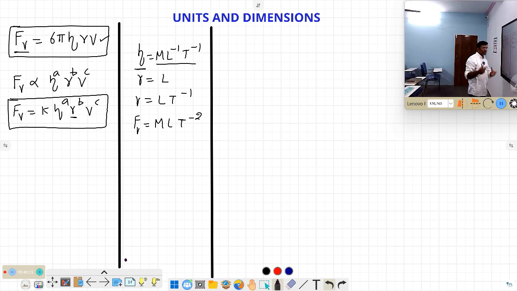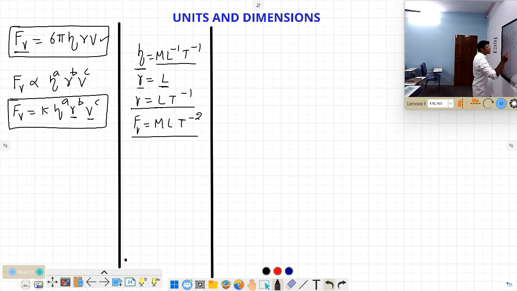Radius. Whenever we are dropping any spheres into the liquid, the motion of the bodies is explained based on viscous force. R is called the radius. The radius we are measuring in terms of length. What is V? Velocity. The velocity of the bodies inside the liquids we are calculating using the formula, LT^-1 is the dimension of that.